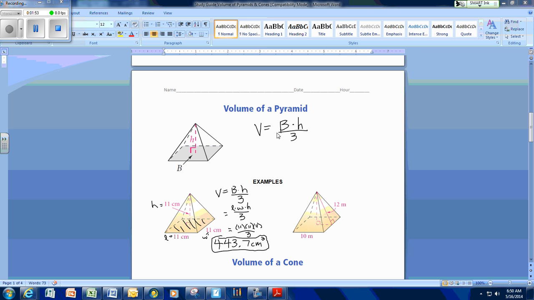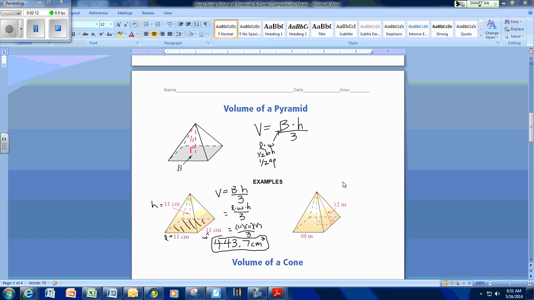Now, let's remember that the area of that base can be a number of different things. It could be length times width. It could be 1/2 base times height if it's a triangle. It could be 1/2 apothem times perimeter if it's a regular polygon. So be careful and keep your eyes open for that.